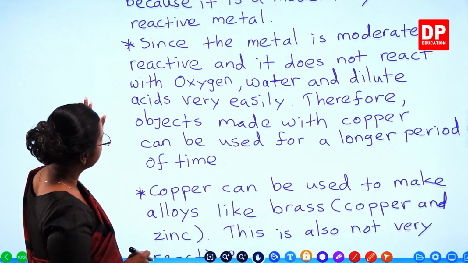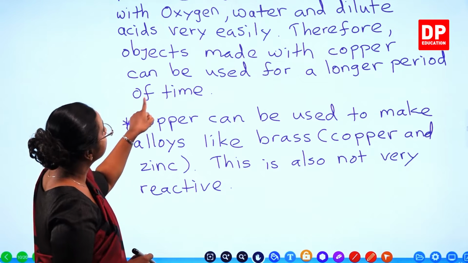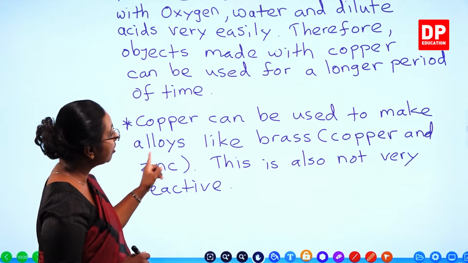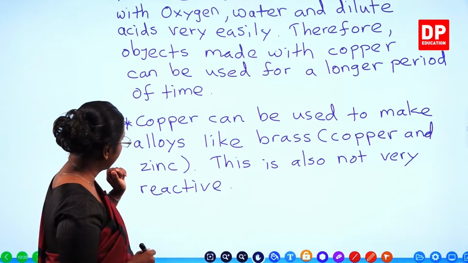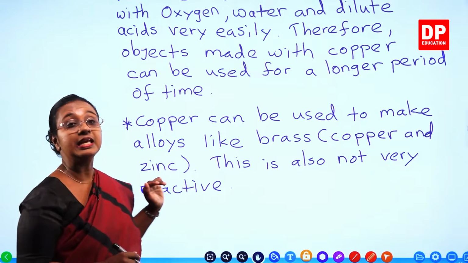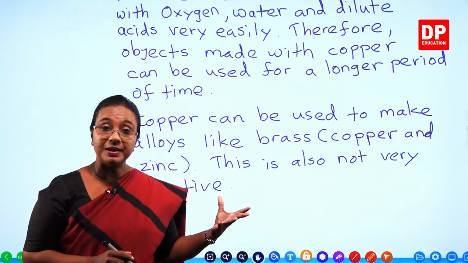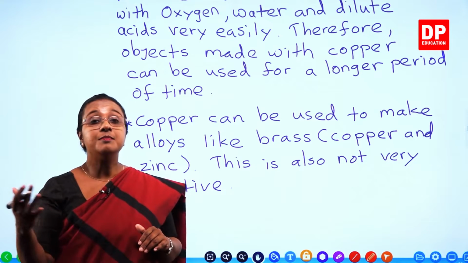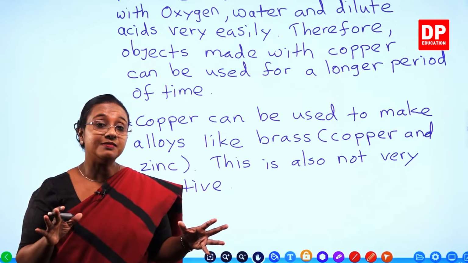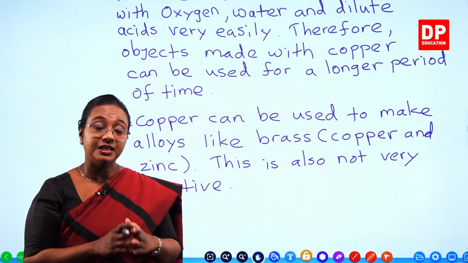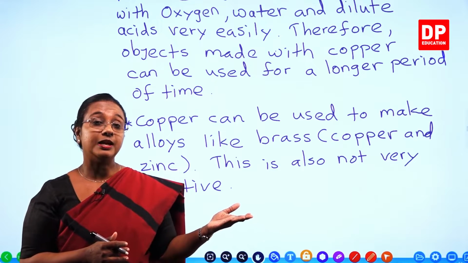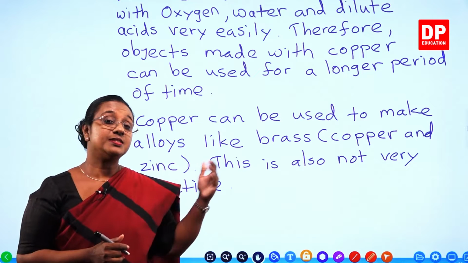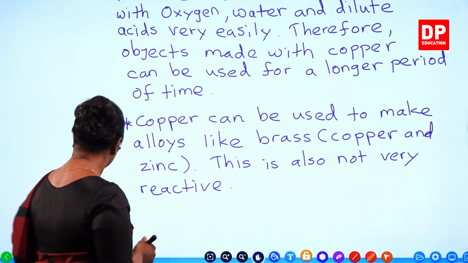And as I discussed before, it can be used for a longer period of time, and also copper can be used to make alloys like brass. There we mix copper and zinc, so that is also not very reactive. Because of that, either copper metal can be used directly to make objects, or we can make alloys and make objects using those alloys. Either way, because of its low reactivity, it can be used for a very long period of time, and that is why it is very useful to us. So with that, students, I will move on to the next part of the question.